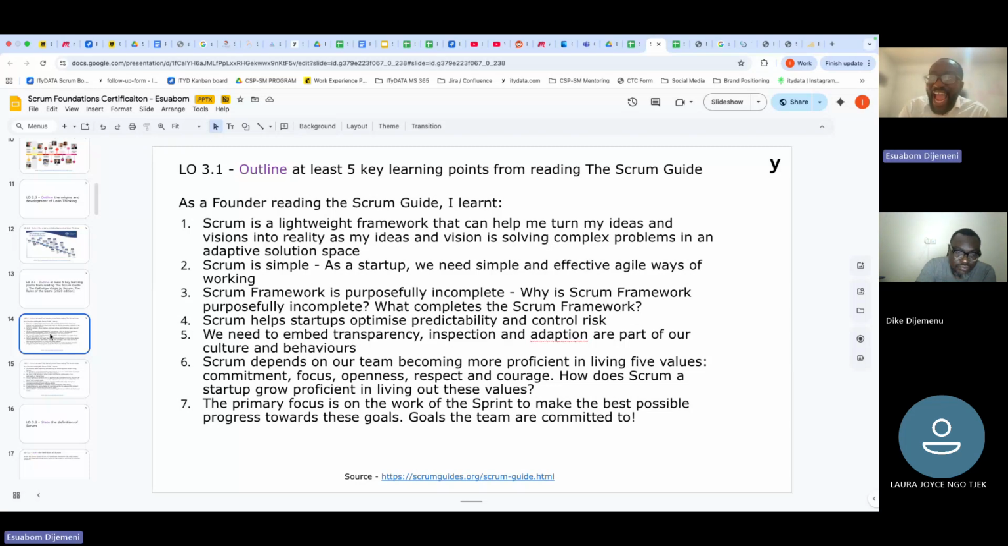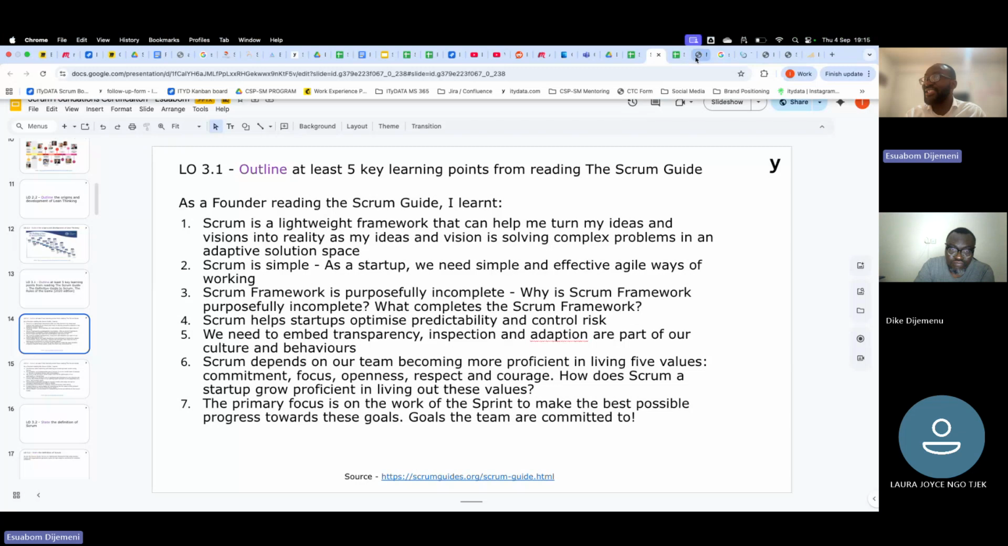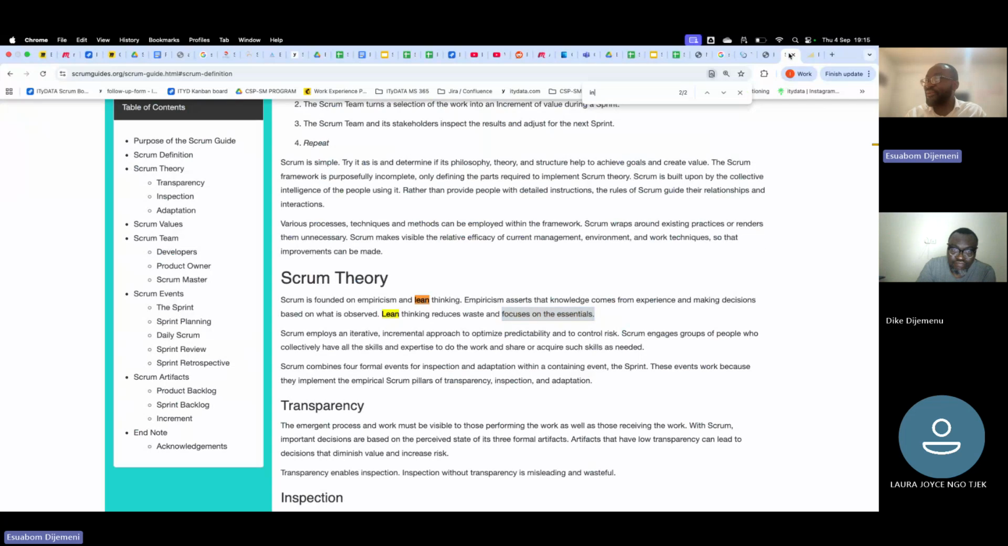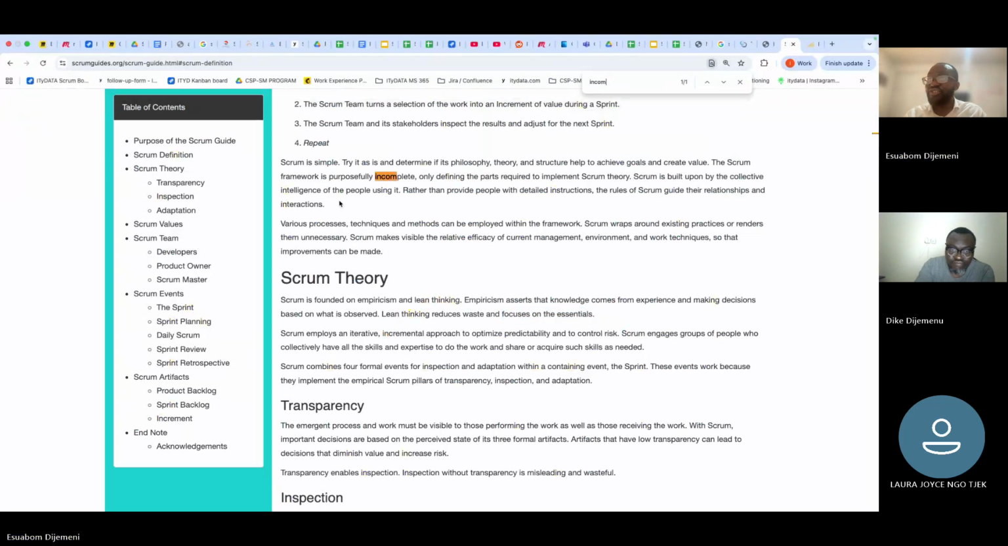Scrum is, I found this next point, should I say, good and challenging. Scrum is not complete, which is actually in the guide. So this is not made up. Let me show you this. Control F. Let's look for incomplete. It's deliberate. Scrum is purposely incomplete. So whatever Scrum prescribes to you as a framework, you have to adapt it within your context and add some more structures, processes, and frameworks for you to truly be agile.